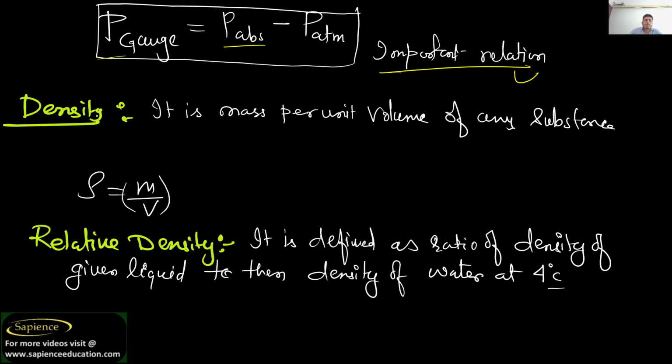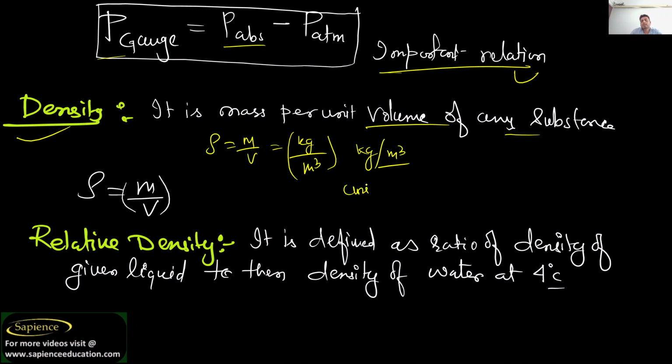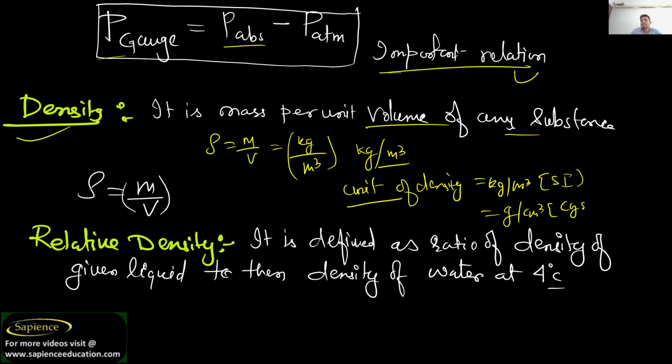Okay. Now what is density? It is mass per unit volume of any substance. Density is mass by volume. That is, mass is in kg and volume is in meter cube. So kg per meter cube is the unit of density. You can also write gram per centimeter cube. This is your SI unit and this is your CGS unit.